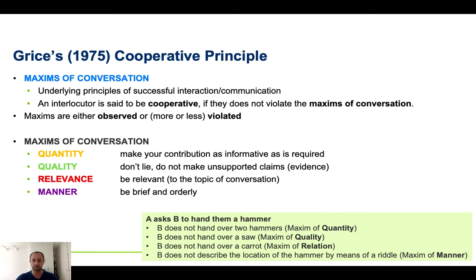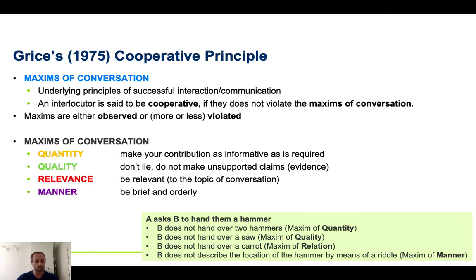The second construction worker also does not hand over a saw or another instrument, right? So that's similar to not lying in a conversation. You're not supposed to say something else than is the case. Then we should also be relevant, right? So the construction worker, when asked for a hammer, should not hand over a carrot, because a carrot is obviously not relevant to whatever construction worker A is doing. He wants a hammer, right? And the same thing would go for the maxim of relevance in a conversation.